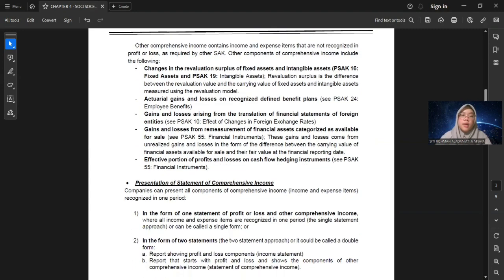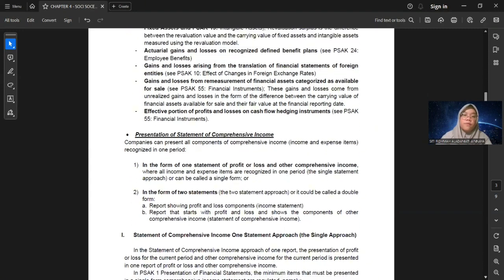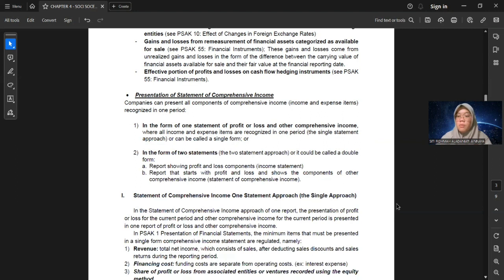Okay, now we have known about the definition and the elements in statement of comprehensive income. Now we will know about how to present statement of comprehensive income. Companies can present all components of comprehensive income or income and expense items recognized in one period. There are two forms that you can use.